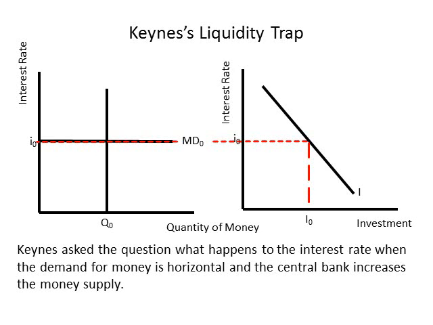Keynes said what happens is when the demand for money doesn't depend on the interest rate, the demand will be fixed at a certain interest rate. The way Keynes' assumption is drawn here is to have the demand for money be perfectly horizontal or flat at some interest rate. Let's see what happens when the central bank increases the money supply.